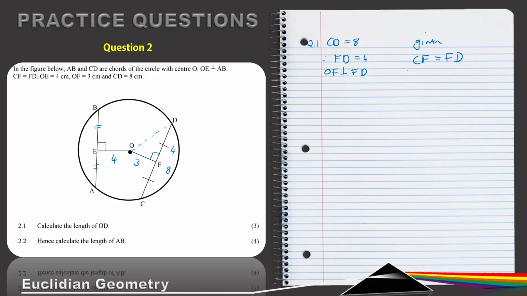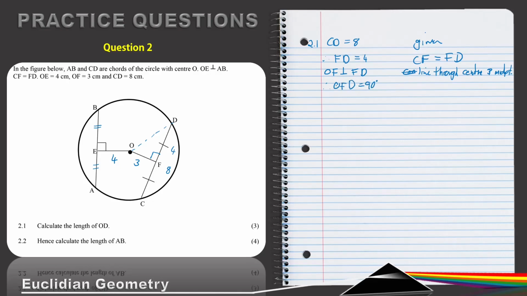So let's just say line through center and midpoint. And therefore OFD is equal to 90 degrees.